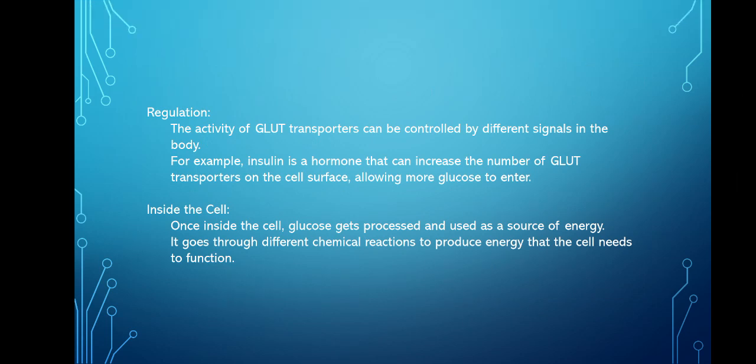Regulation. The activity of GLUT transporters can be controlled by different signals in the body. For example, insulin is a hormone that can increase the number of GLUT transporters on the cell surface, allowing more glucose to enter. Once inside the cell, glucose gets processed and used as a source of energy and goes through different chemical reactions to produce energy that the cell needs to function.